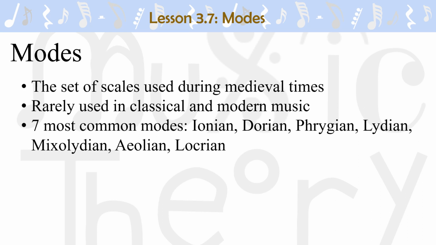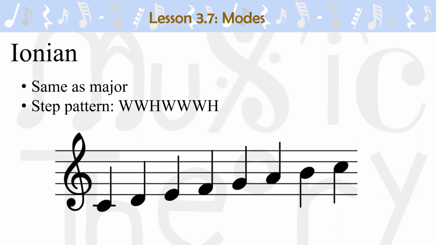The 7 most common modes that you will need to know for exams are Ionian, Dorian, Phrygian, Lydian, Mixolydian, Aeolian, and Locrian. Ionian is exactly the same as major. The step pattern is whole, whole, half, whole, whole, whole, half. So C Ionian would be the same as C major. E flat major would be the same as E flat Ionian, etc. Even though it is the same as major, you still need to know the name because music theory exams will ask you for the name of the mode.